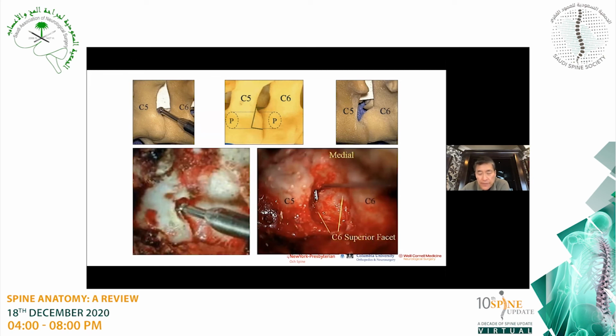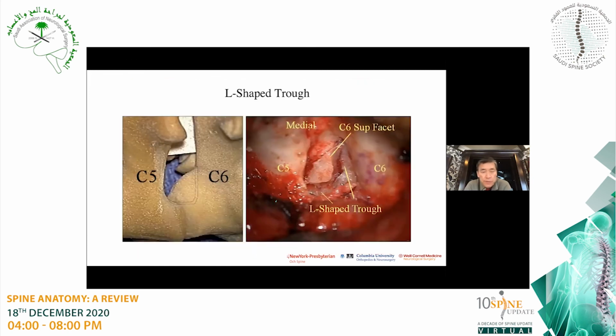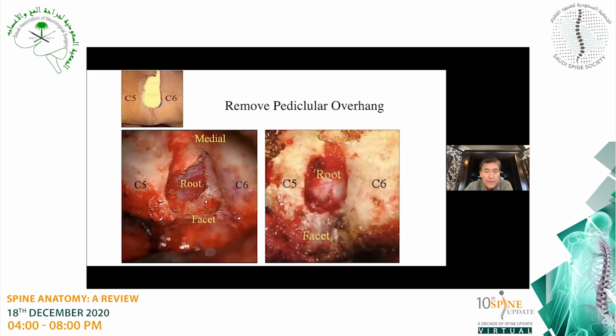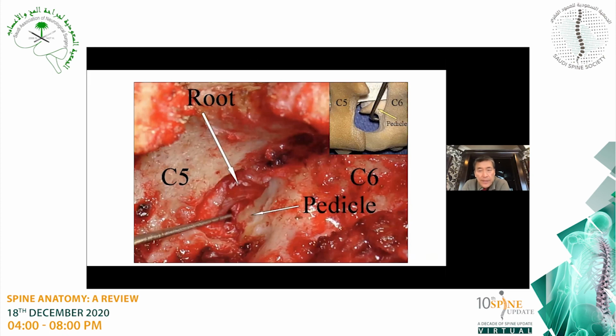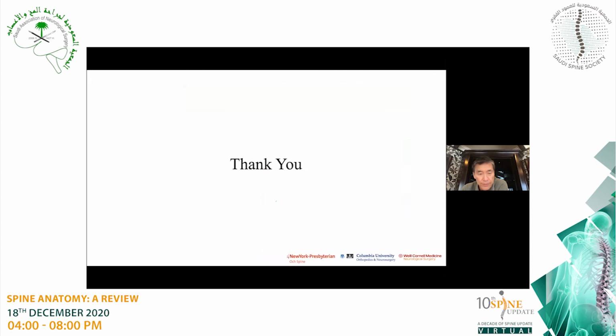You remove enough of C6 in order to expose the pedicle and the lateral aspect of the pedicle, because once you have done that and removed that L-shaped trough, then you have removed all the pedicular overhang, and then you are lateral to the pedicle and you're no longer in the foramen, and therefore that nerve root is now completely freed up, and you have done a thorough job of decompressing that nerve root.